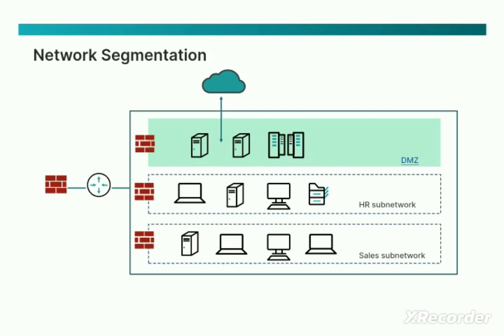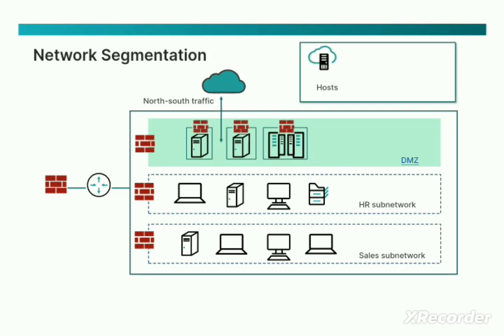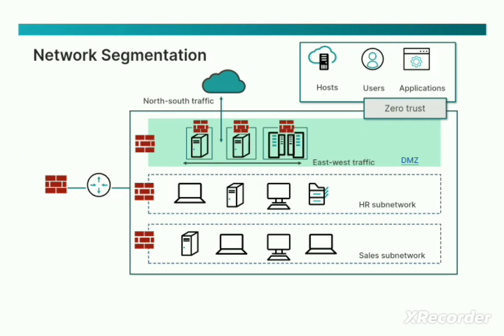The traffic moving in and out of the DMZ is classified as north-south traffic. The DMZ can be compartmentalized even further through microsegmentation. When microsegmentation is used, each resource, hosts, users, applications, and so on, is uniquely identified and protected. This identification and protection is achieved through zero trust. The traffic that moves across a specific data center or cloud network is called east-west traffic.